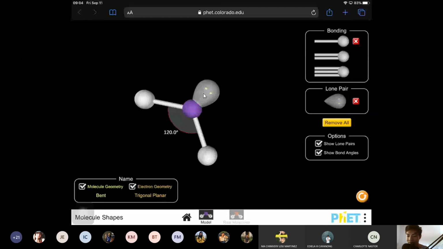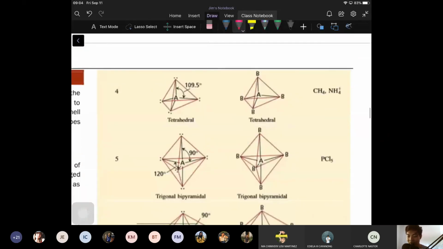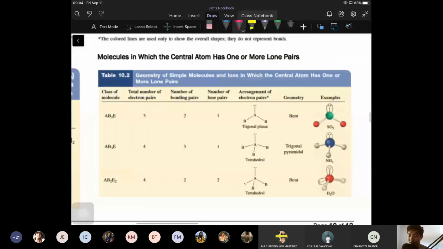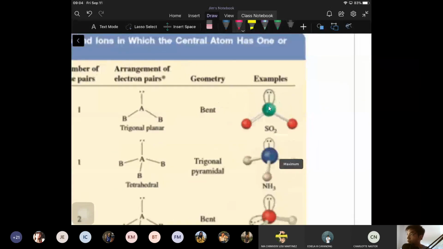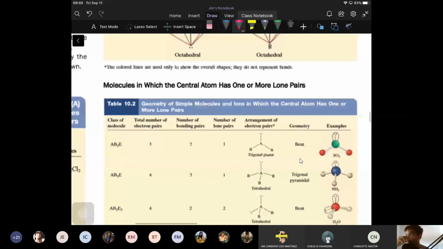So, tingin ka dito. Asan yung AB2E? Ayan, AB2E, bent. Di ba? Speed lang, di ba? So, ganun lang kabilis na. Sir, paano kapag walang E? Eh di AB3 yon. Pag AB3, hanapin mo na lang dito yung 3. Ayan, AB3, trigonal planar. AB2E, meaning nun, you have your central atom, and then you have your two terminal atoms and one lone pair. AB2E. Di ba? Bent na yon. Okay, so ganun yung quickest way para mas maging familiar kayo lalo.